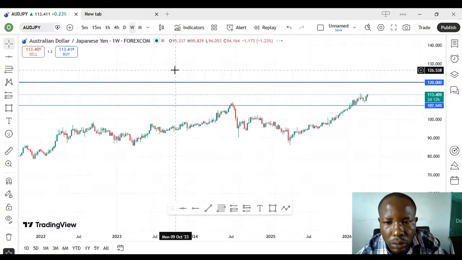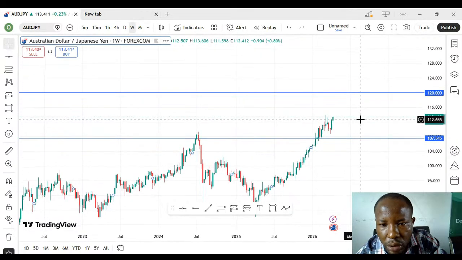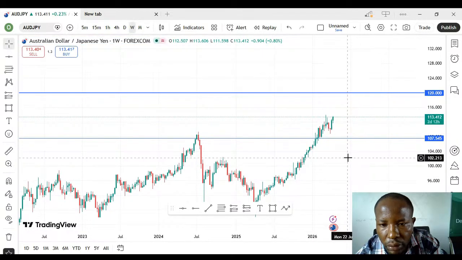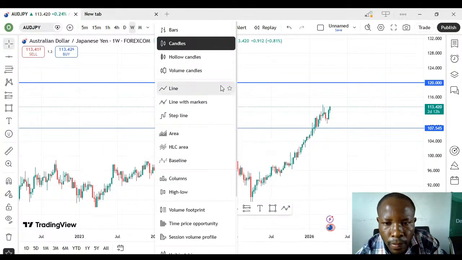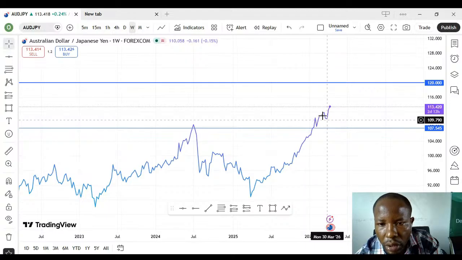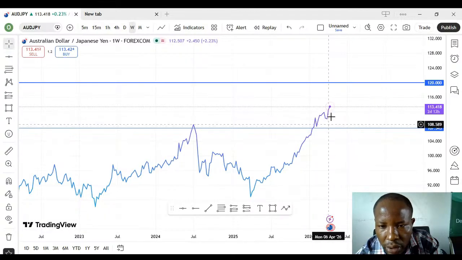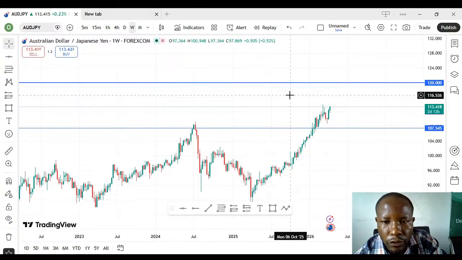So let's go to the weekly chart. As you can see, the weekly chart is short. We are moving very shortly. When you go to the line chart, you can see very clearly that you have that retest and break. You have a break and you have a retest and continuation right now. So we are heading to the roof.